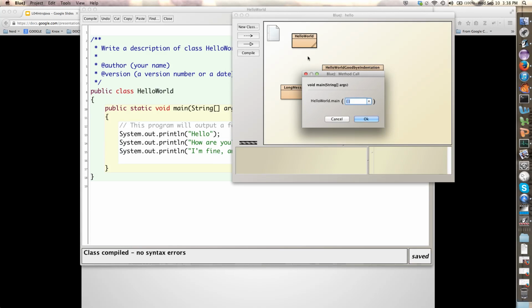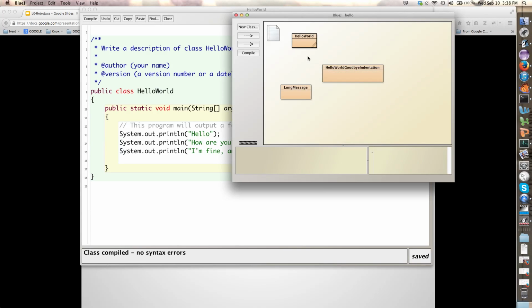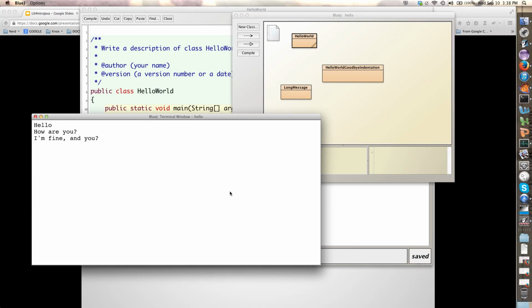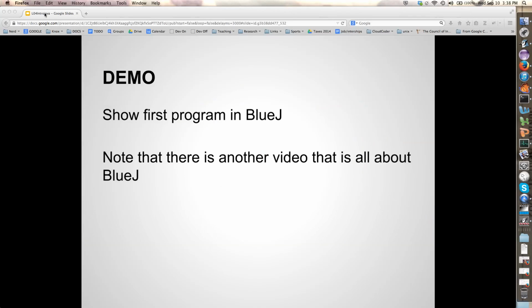Oh my gosh, this is slow with QuickTime running. Let's see what we've got. And Shazam, look at that. It prints out a bunch of messages. Isn't that fantastic? The answer is yes, it's fantastic.